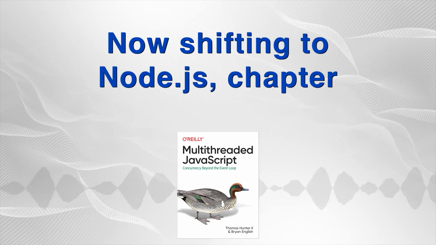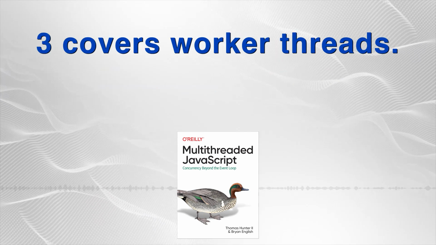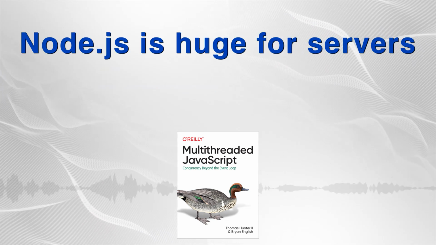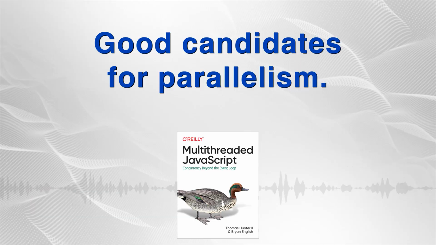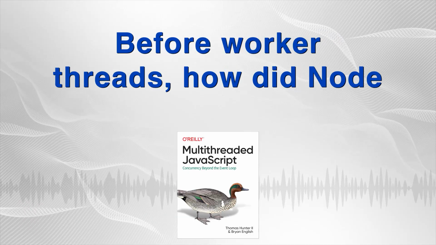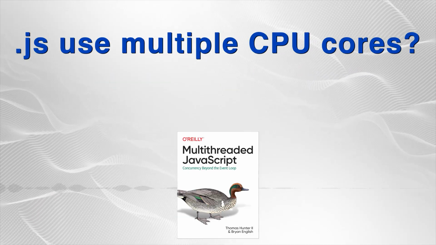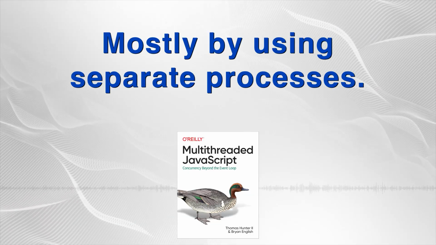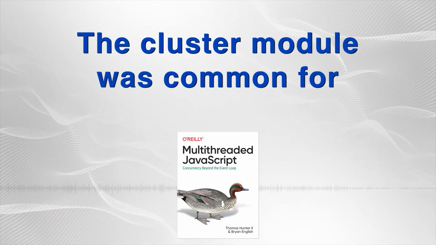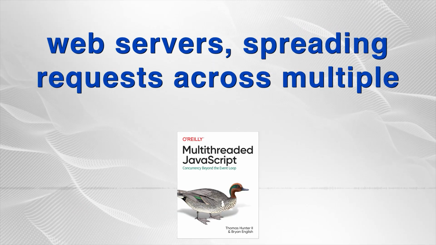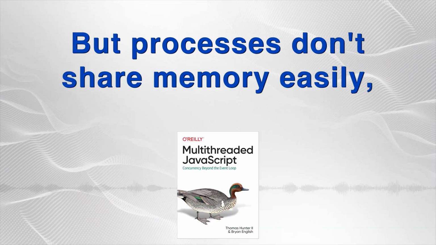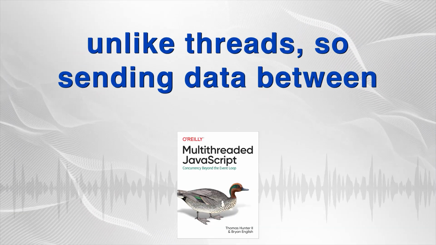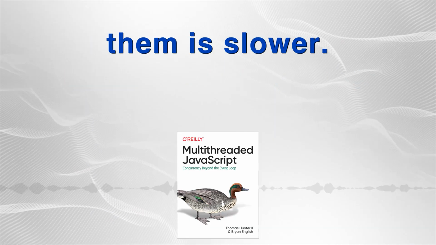Now shifting to Node.js, Chapter 3 covers worker threads. Node.js is huge for servers and build tools, often doing heavy processing. Good candidates for parallelism. Before worker threads, how did Node.js use multiple CPU cores? Mostly by using separate processes. The cluster module was common for web servers, spreading requests across multiple worker processes. But processes don't share memory easily, unlike threads, so sending data between them is slower.